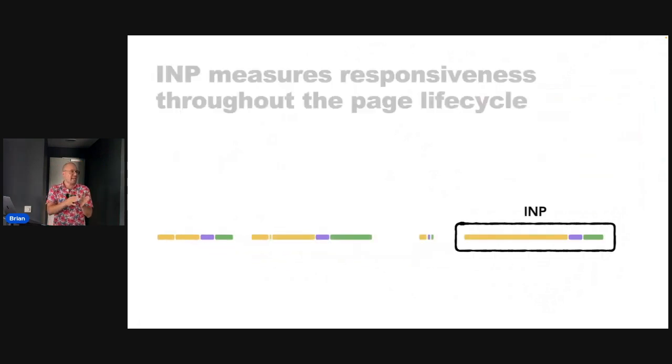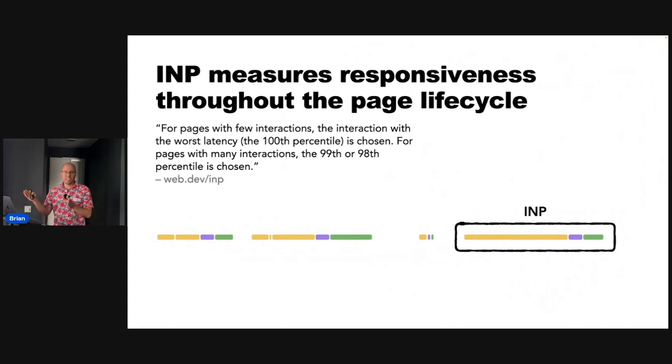So INP, like I said, is taking a look at all the interactions on one page. So say, for example, I might have some shorter interactions, or I might have some longer interactions. So basically, currently the metric, well, it depends on the number of interactions. It could be the slowest, or if there are very, very many interactions on the page, it could be the 99th or the 98th percentile.